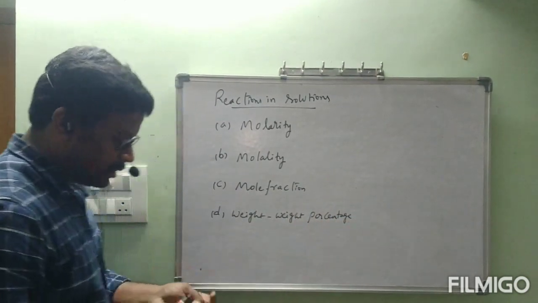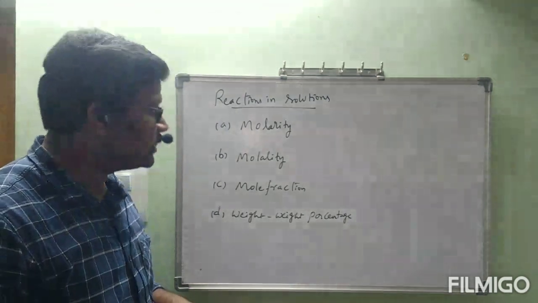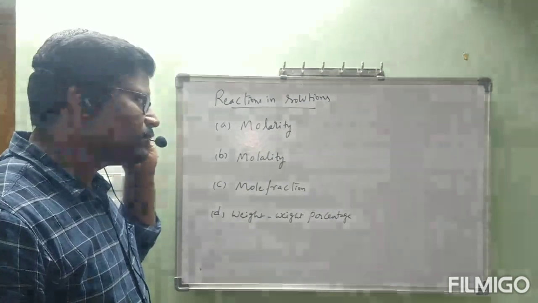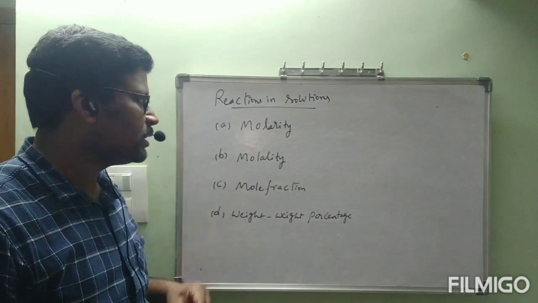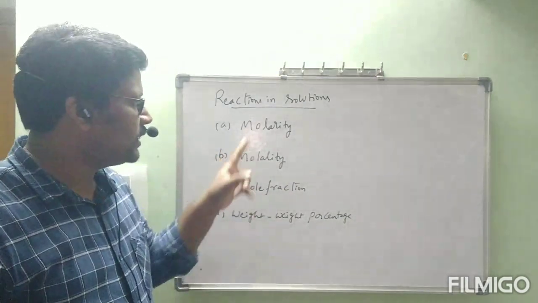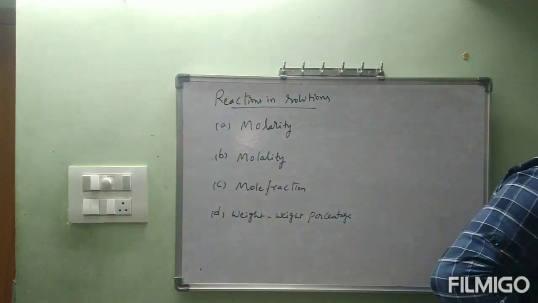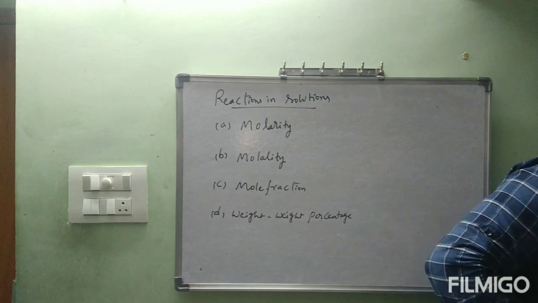So you can do one thing, keep the side heading reactions in solutions and write the first point, that is, in reactions in solutions we will go through four important definitions. Those are, after writing the point, note down these four. First molarity, second molality, next mole fraction, and fourth one weight percentage. Okay, after writing that one, we will go through that molarity first.